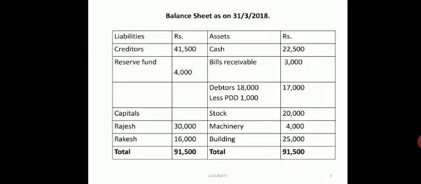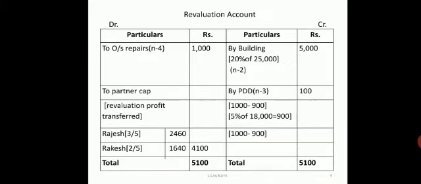So draw revaluation account. Now to draw revaluation account, you require 4 to 6 lines, or maximum 8 lines. Fold the page. Take debit side and credit side. Write particulars and amount column on both the sides.